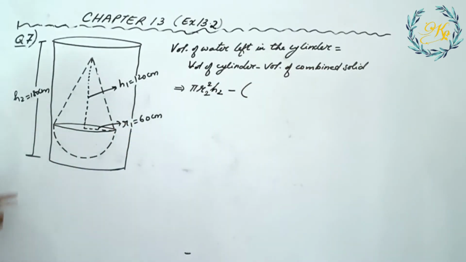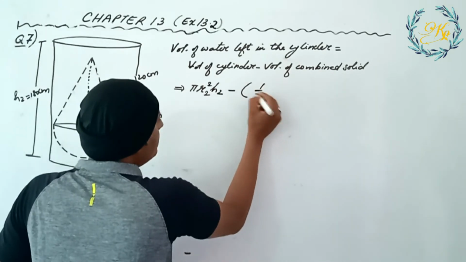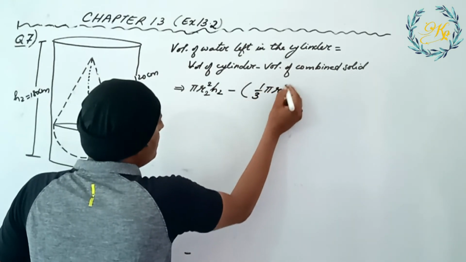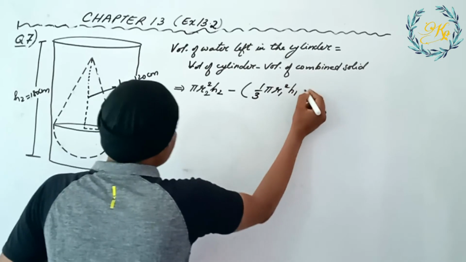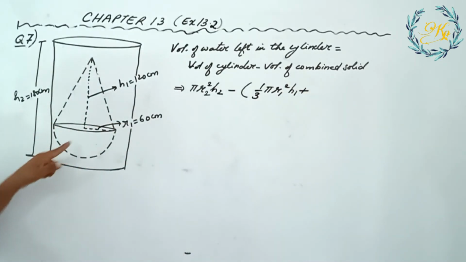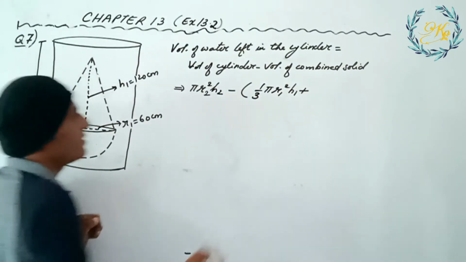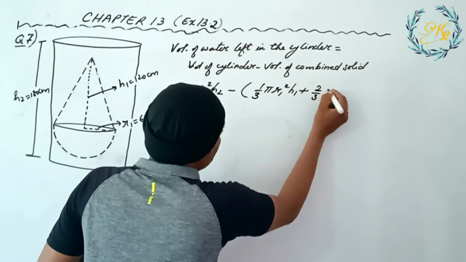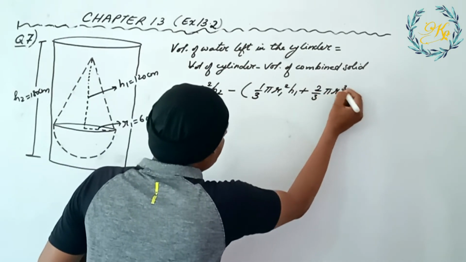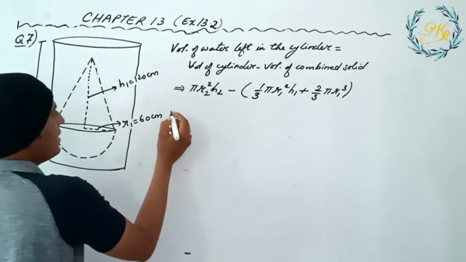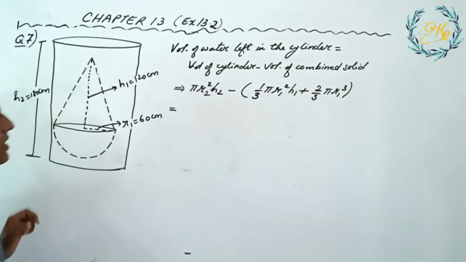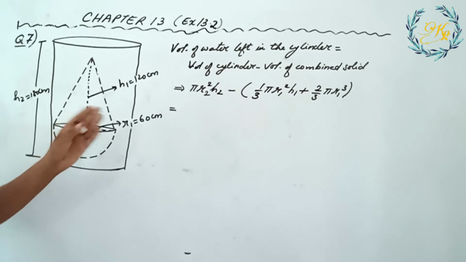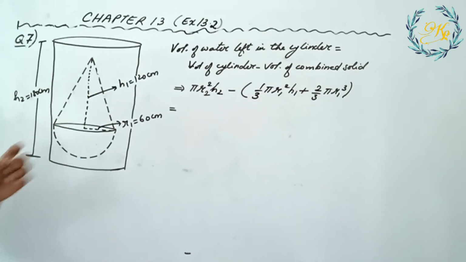As it is a combined solid, as you can see here, in a combined solid we have a cone. So the formula here for it will be 1 upon 3 pi R1 square H1 plus the volume for the hemisphere, which is given as 2 upon 3 pi R1 cube. Placing the values in this formula, we need not take anything common outside. We will try to solve it directly. Okay. So what else do we get here? We will place the values.